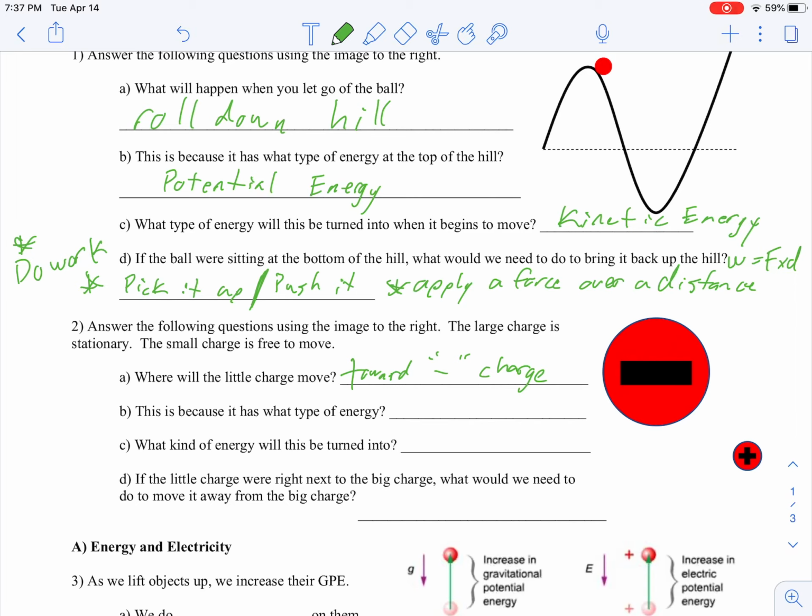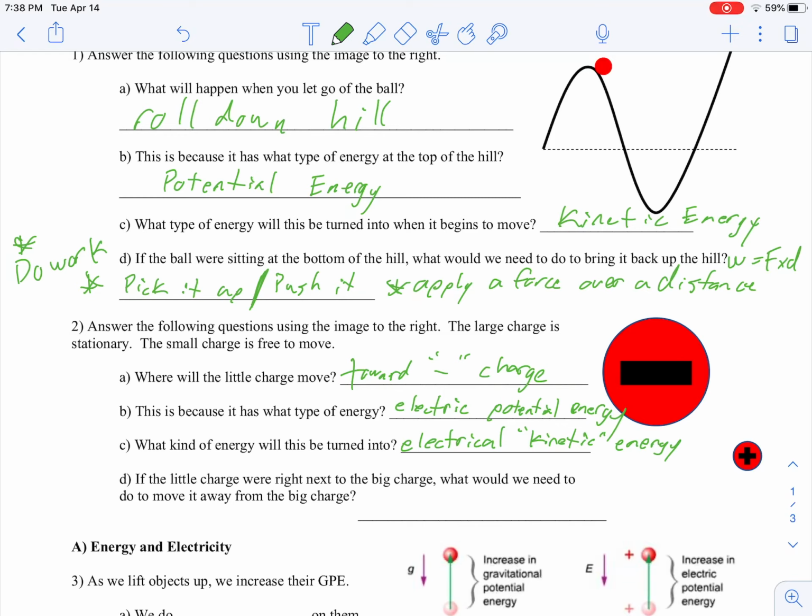This is because it has what type of energy? You might not have thought about it this way, but what it has is potential energy, not any type of potential energy, that positive charge has electric potential energy. What kind of energy is this turned into? You could just say electrical energy. You could say electrical kinetic energy, right? Because as it moves, it turns into kinetic energy.